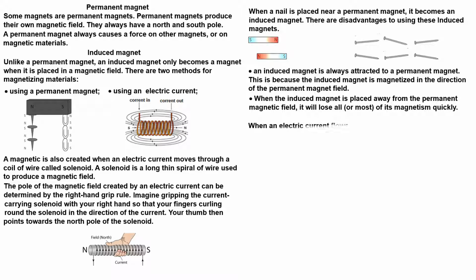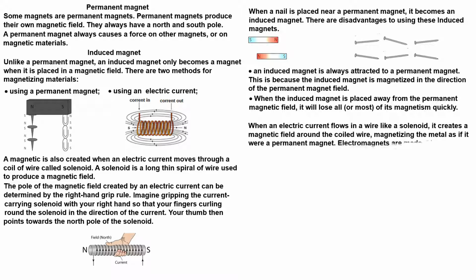When an electric current flows in a wire like a solenoid, it creates a magnetic field around the coiled wire, magnetizing the metal as if it were a permanent magnet. Electromagnets are made this way. Look at the diagram.